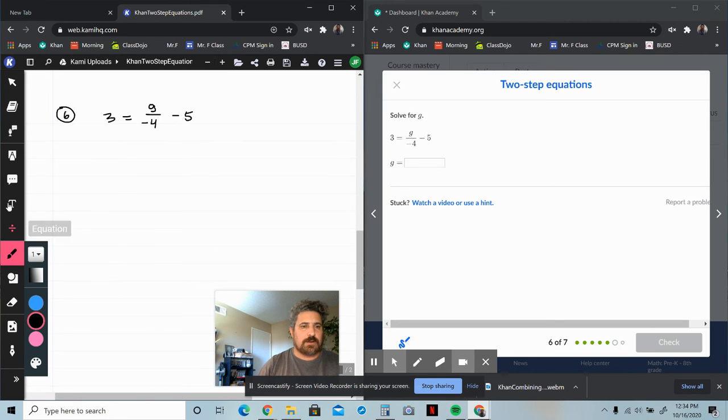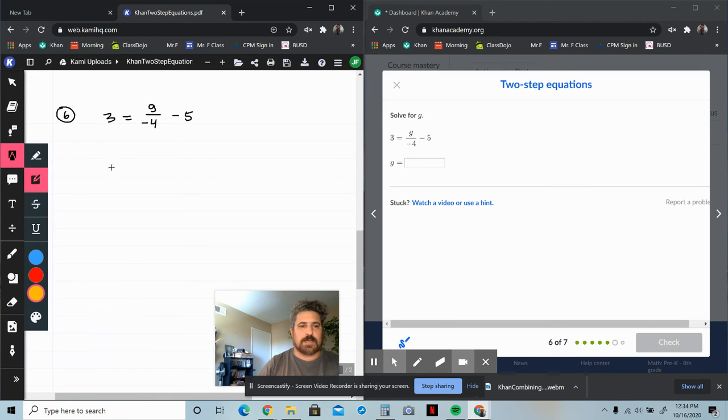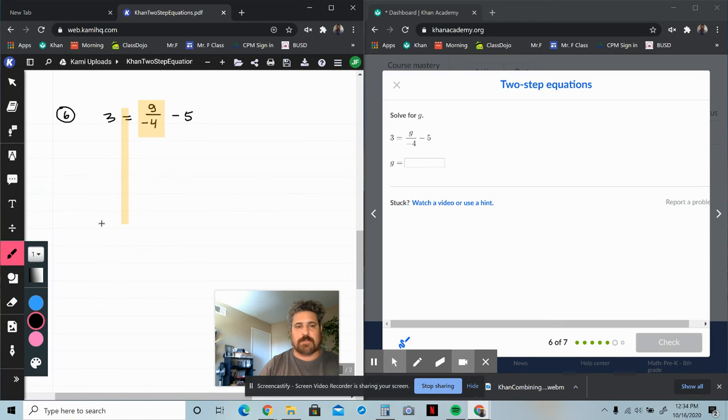So here your goal is to get the variable term by itself. So you want to get this isolated. You know that we have to do the same thing to both sides of the equation. Now we've got it set up. I want to get rid of this minus 5. How do I get rid of minus 5? You'd add 5 not to one side but to both sides.